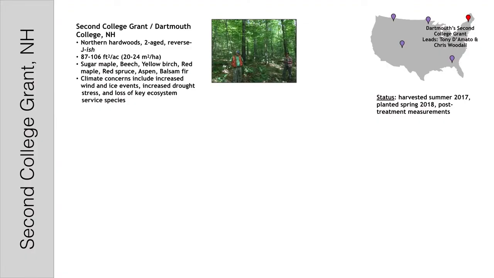The current condition at the Second College Grant is this two-age stand. It's about 87 to 106 square feet per acre. The predominant species are sugar maple, beech, yellow birch, red maple, red spruce, aspen, and balsam fir. Thinking about the spectrum of adaptation options, based on the local goals and objectives of this forest, we're really thinking about trying to create a multi-age structure, maintaining the hydrological cycle and erosion control, making sure there are still carbon pools and living biomass, and then maintaining the productivity of this northern hardwood site.